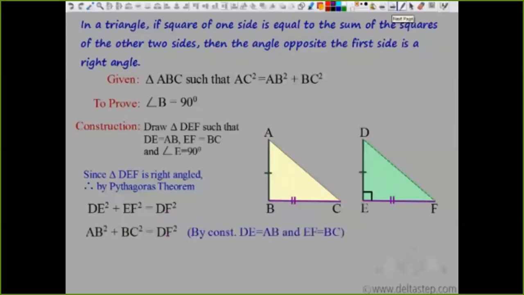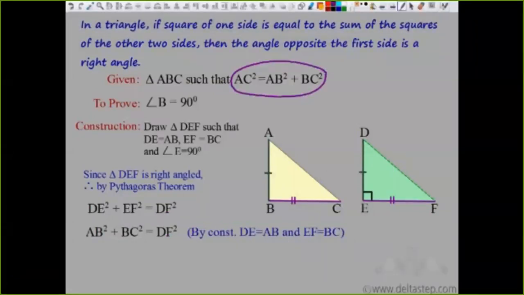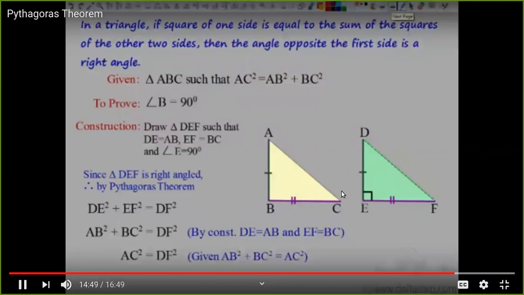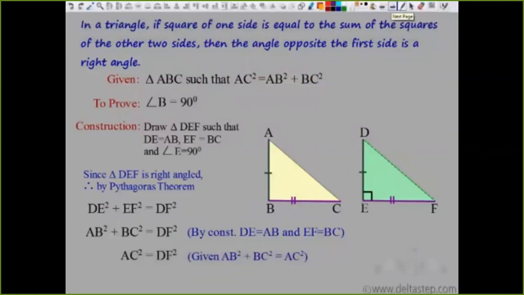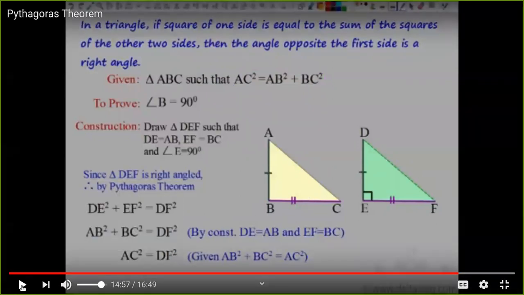So I get this. But what are we given? That AB square plus BC square is equal to AC square. Here we have AB square plus BC square is equal to DF square. So this should also be equal to AC square. Since this is equal to AC square, I can say AC square would be equal to DF square. Now again, if AC square is equal to DF square, I can say that AC is equal to DF. So I hope the argument was clear.